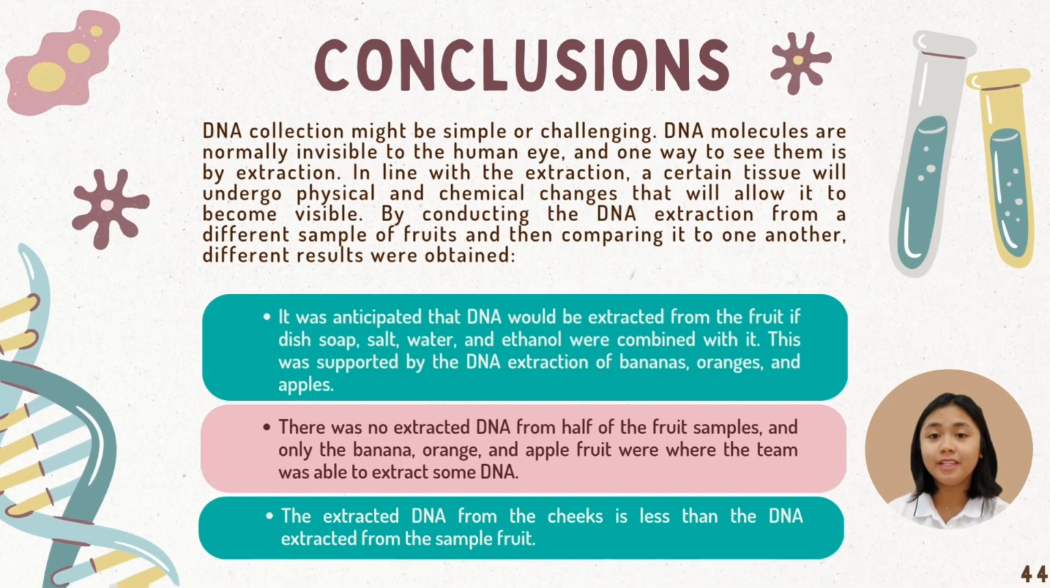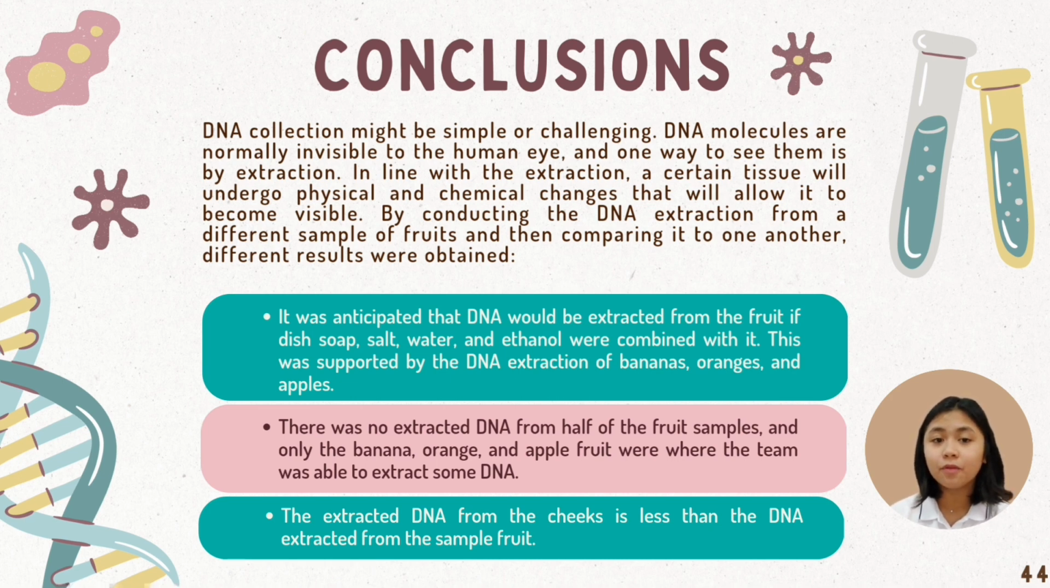DNA molecules are normally invisible to the human eye, and one way to see them is by extraction. In line with the extraction, a certain tissue will undergo physical and chemical changes that will allow it to become visible. DNA collection might be simple or challenging. By conducting the DNA extraction from different fruit samples and comparing them to one another, different results were obtained. The sample fruits such as grapes, mangoes, oranges, pears, apples, and bananas were mashed to extract DNA from them. Only half of the fruits from these samples yielded DNA. These were the banana, orange, and apple.